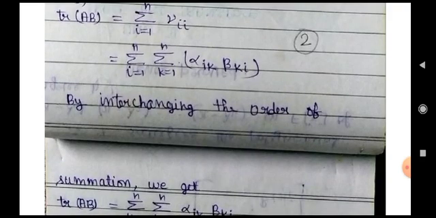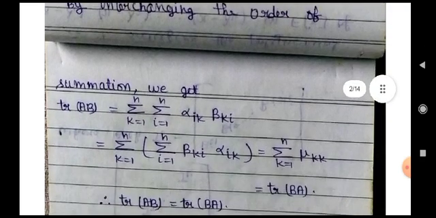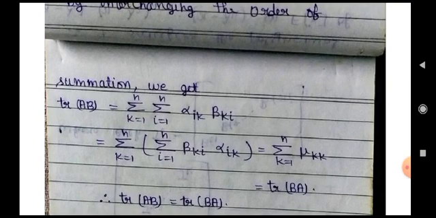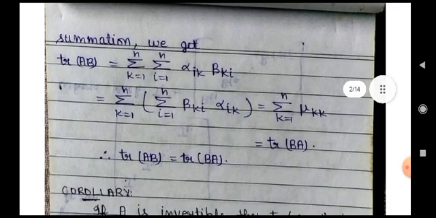By interchanging the order of the summation, we get trace of AB equals summation k equals 1 to n, summation i equals 1 to n alpha ik beta ki. That equals summation k equals 1 to n, summation i equals 1 to n beta ki alpha ik, which equals summation k equals 1 to n mu kk, which is trace BA. Therefore, trace of AB equals trace of BA.